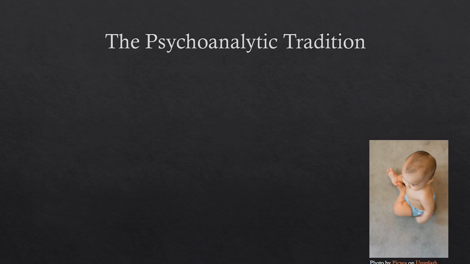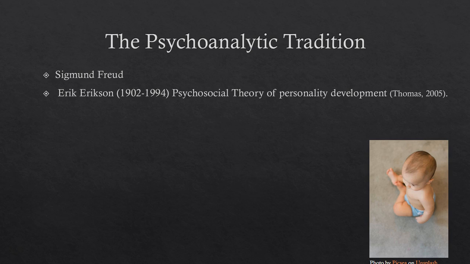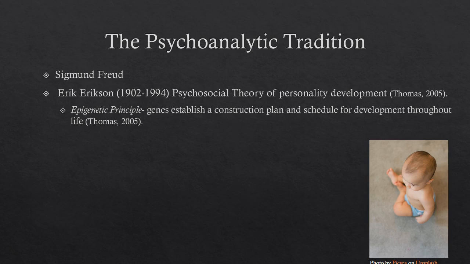The first major branch of theories that we got into was psychoanalysis. Sigmund Freud is probably the earliest psychoanalyst. Erik Erikson came up with the psychosocial theory of personality development. This was based on the epigenetic principle, which basically said that your genes at birth establish a blueprint or construction plan for the schedule of development throughout your entire life.